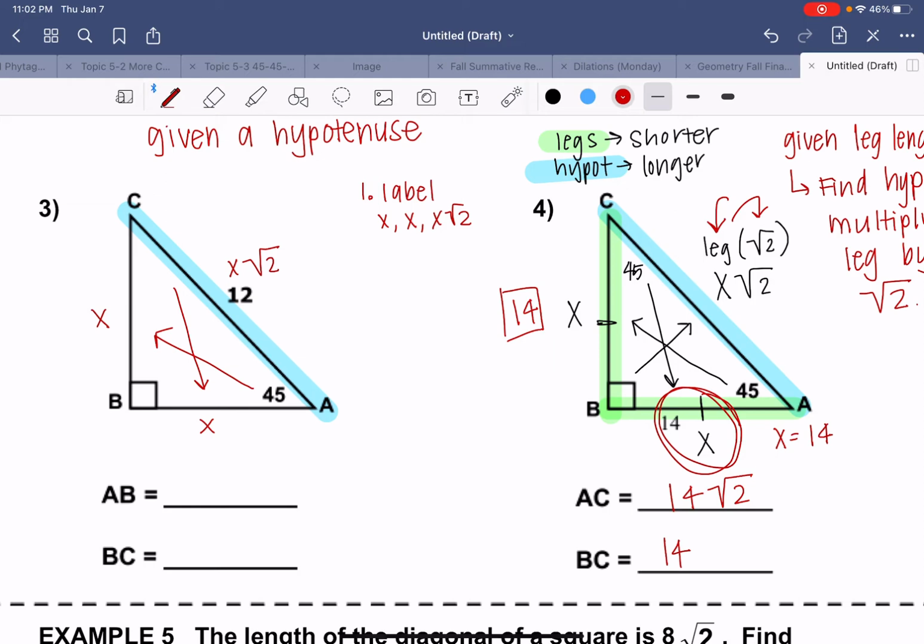Okay, so our step 2 is to write an expression. Meaning, figure out what our 12 is equal to. Well, because our x times the square root of 2 and 12 are on the same segment, they're on the same hypotenuse, that means, and this is the expression I'm talking about, that means that x times the square root of 2 equals 12.